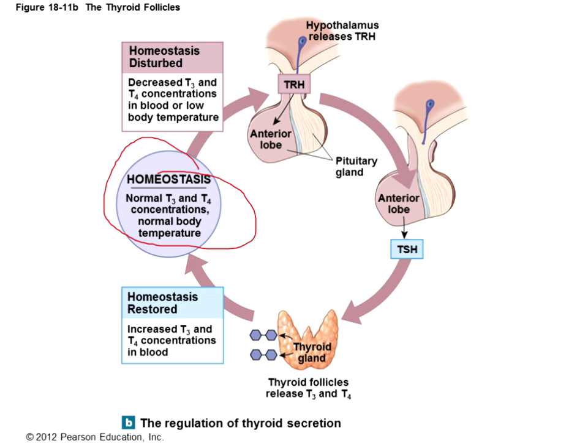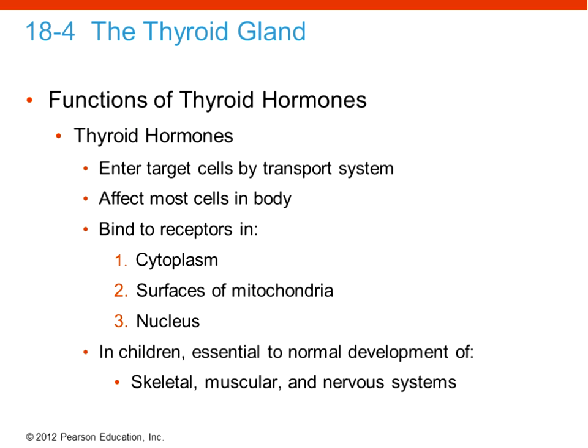Let's say you don't have enough T3 and T4. Concentrations are low, or if your body temperature is low, the hypothalamus is going to release TRH down to the adenohypophysis. The adenohypophysis then is going to release TSH. TSH travels down to the thyroid gland, which then, as you know, stimulates the release of T3 and T4, and then you're back in business, back to homeostasis. So that's a nice slide showing how thyroid secretion is regulated by the hypothalamus and the adenohypophysis.